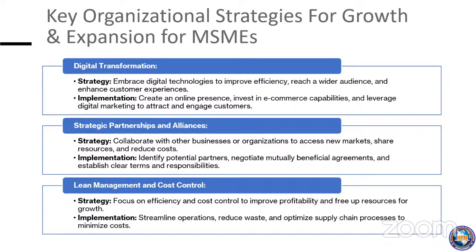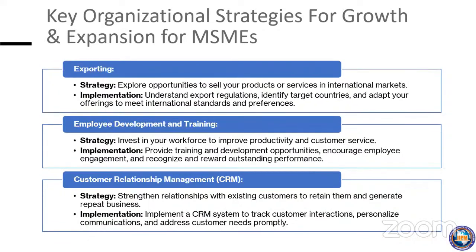Lean management and cost control. This is the Toyota approach. The strategy will focus on efficiency and cost control to improve profitability and free up resources for growth. The implementation will be to streamline operations, reduce waste, and optimize supply chain processes to minimize costs.